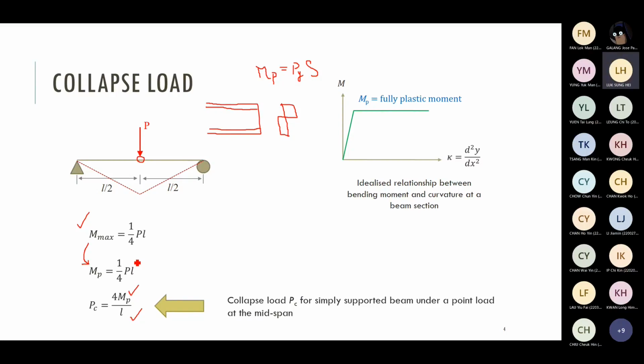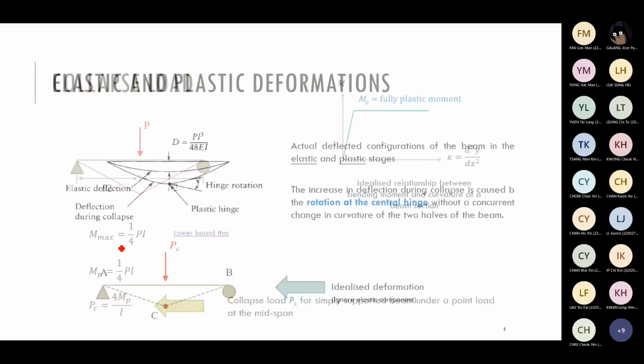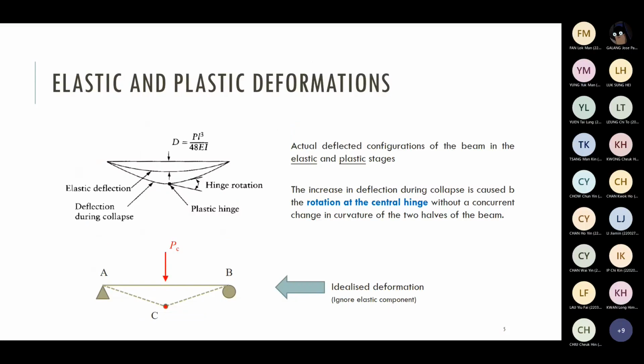This is the collapse load for a simply supported beam under a point load at midspan. This theory is the lower bound theorem, because you rely on your exact elastic moment diagram, and also you put one plastic hinge to consider the plastic collapse mechanism. Okay, the lower bound theorem relies on moment diagrams.